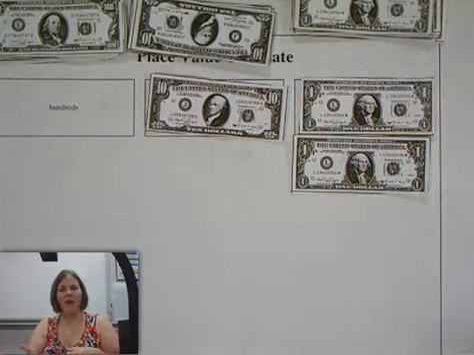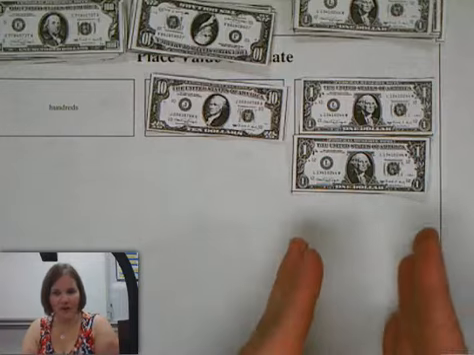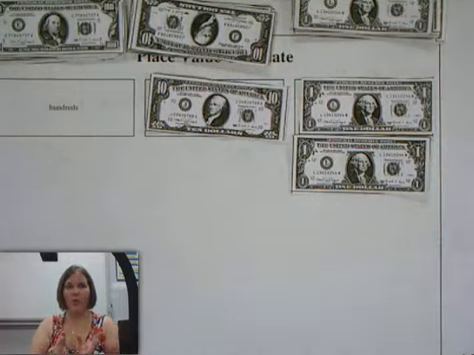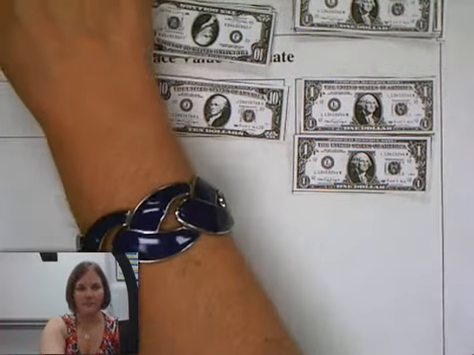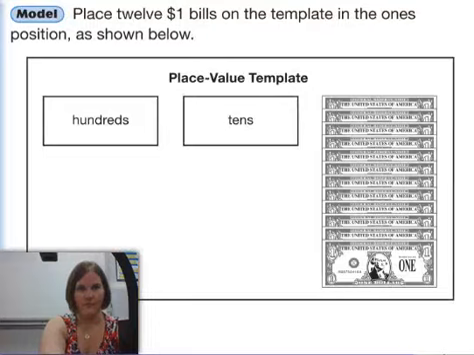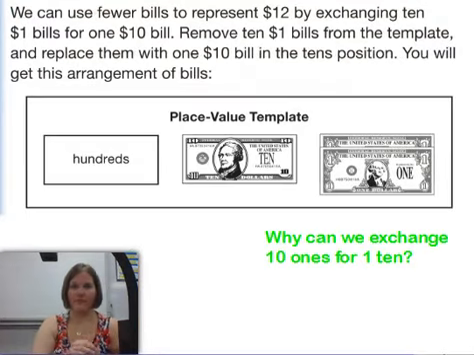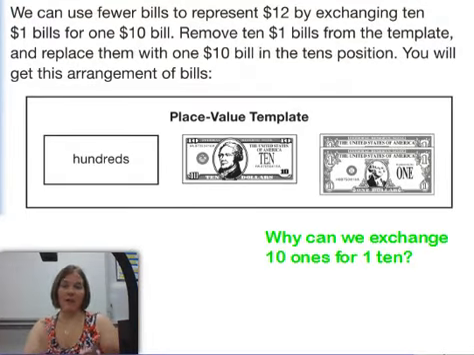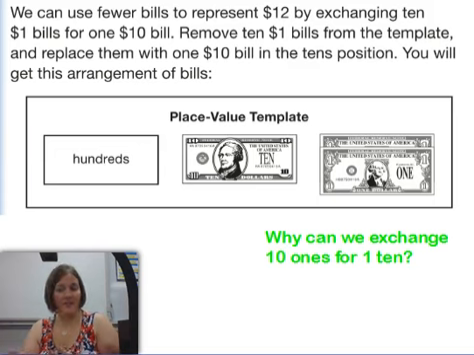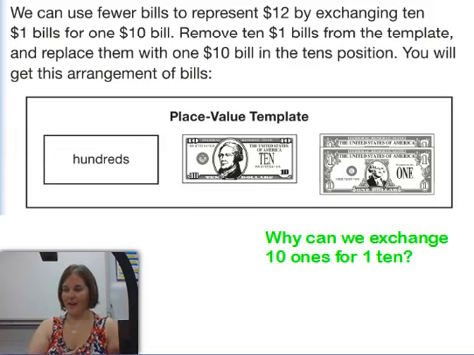Now think about, why can we trade 10 $1 bills for one $10 bill? We can make that trade because both amounts are the same. 10 ones are the same as one 10.